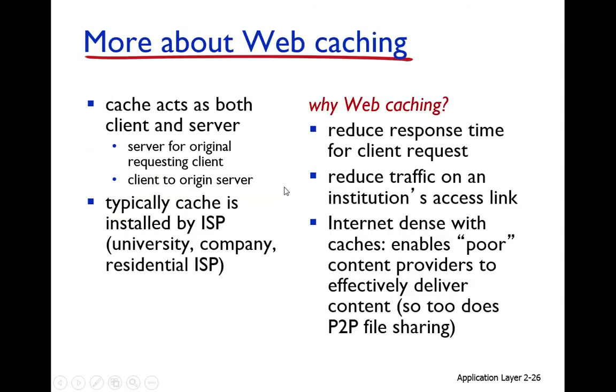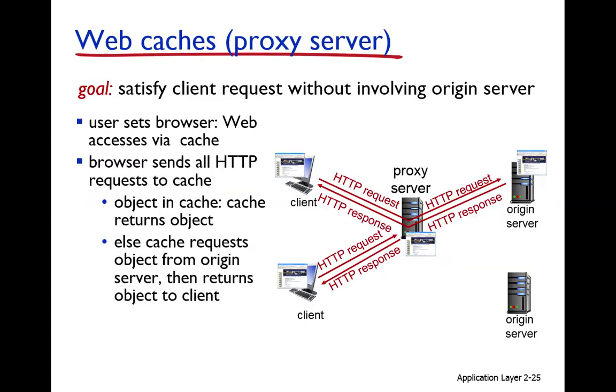Okay, so you can see that the cache acts both as a client and a server. Why? When the cache forwards the request to the origin server, it is acting as a client. But when the client sends the HTTP request to the cache and the cache returns the object, it is working as a server. Okay.